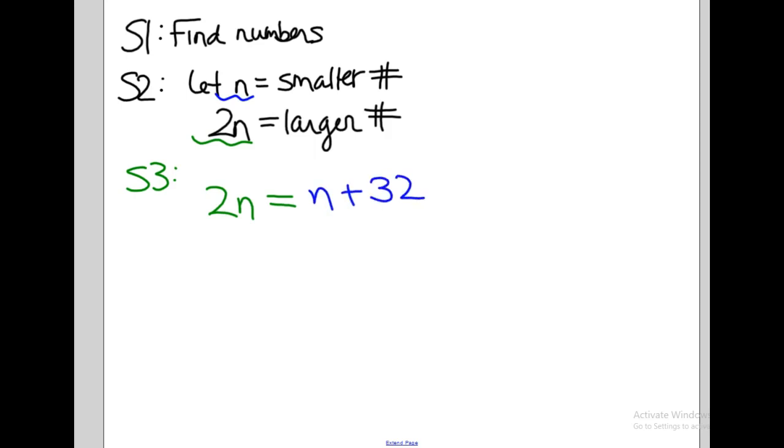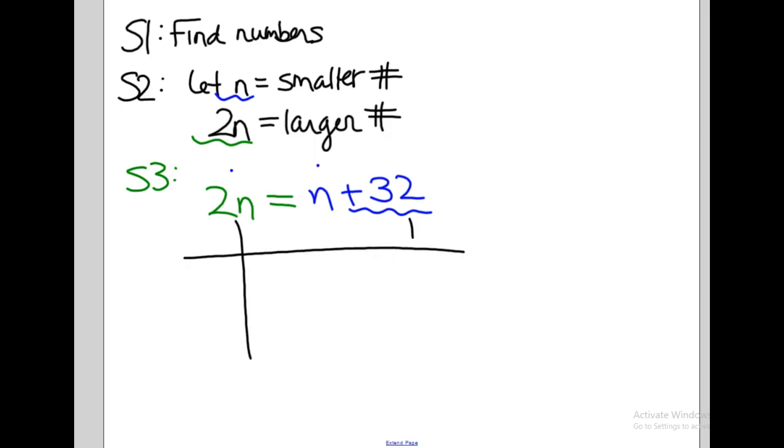Now think about that. Does that make sense? Can you be a good detective and really look at that second sentence and be able to break it up? The larger number is means equal. There's my box. What's the let statement that goes with the larger number? 2n. The larger number is 32 more than the smaller. Great job. All right, you know where we go now.